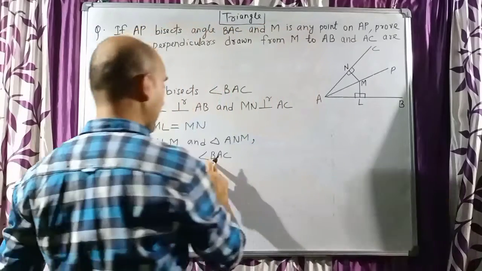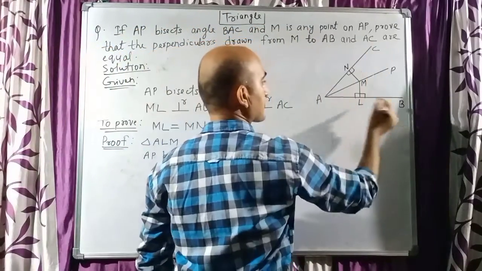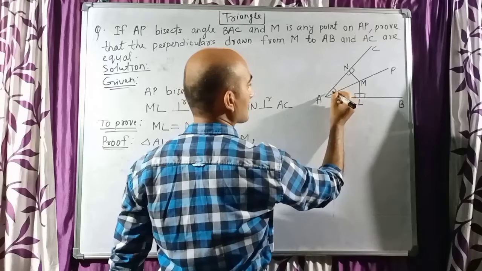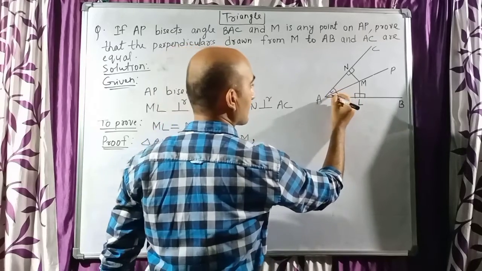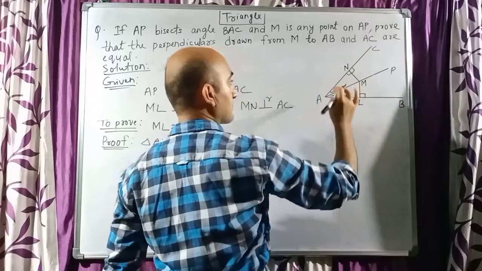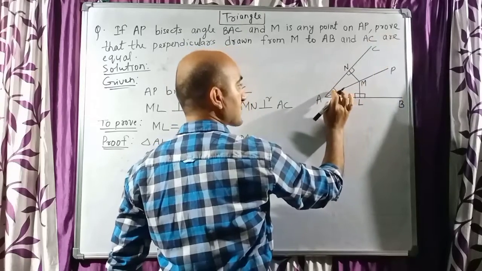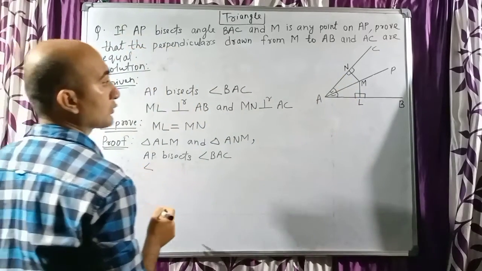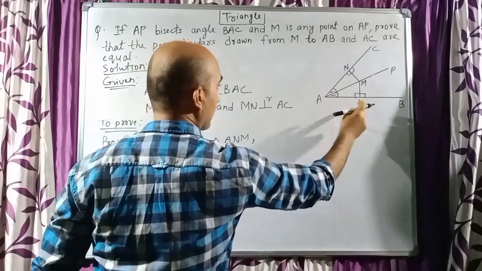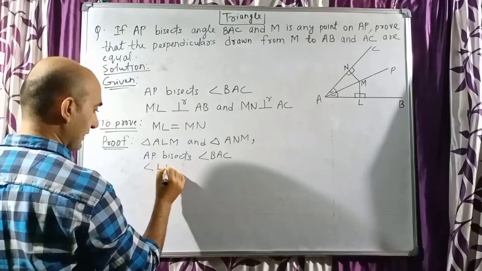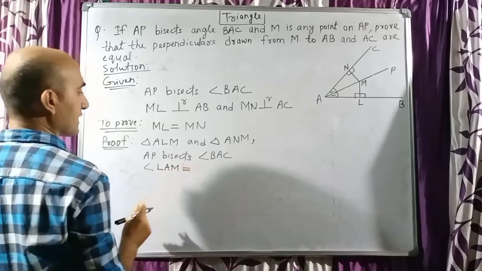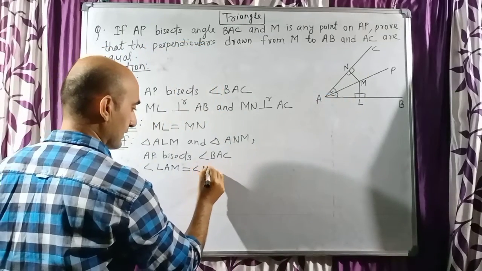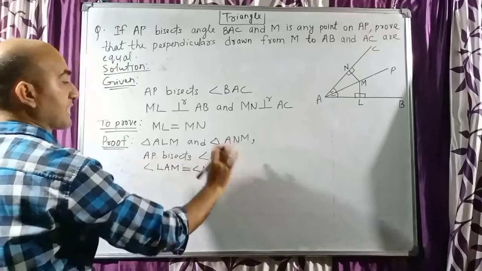Just now I was saying that bisects means dividing anything into two equal halves. It is dividing angle BAC, that means BAC has become two equal parts. So these two angles will be equal, because AP is bisecting angle BAC. If it was 70 degree, now it has become 35. So in these two triangles, I will write angle LAM is equal to angle NAM, because of this bisection.